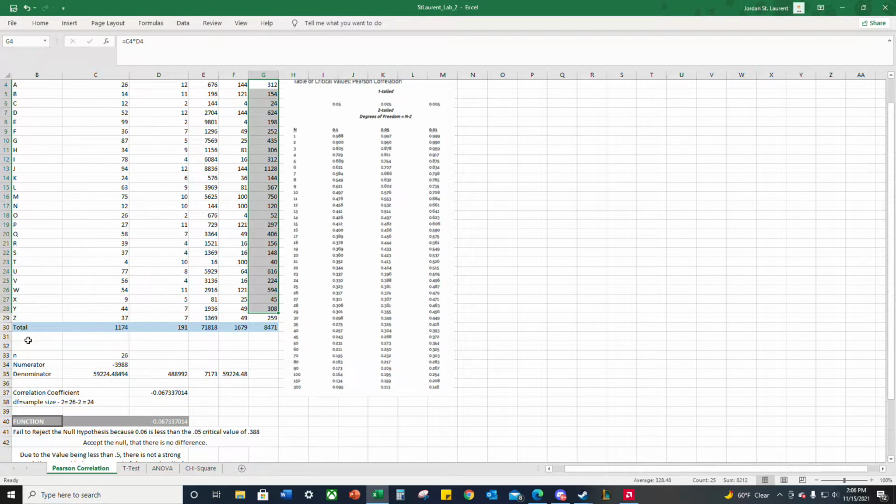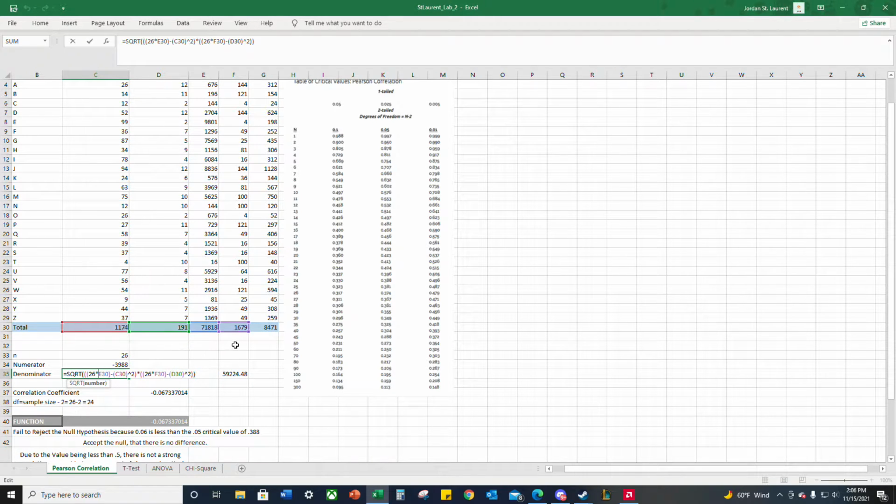To figure out the correlation coefficient, we have to determine the numerator and the denominator in the equation. So the numerator is described as using the total value of x and y multiplied times the number of terms, which in my case is 26, and then subtracting that value from the value of x and y multiplied together, which gives me a value of negative 3,988.